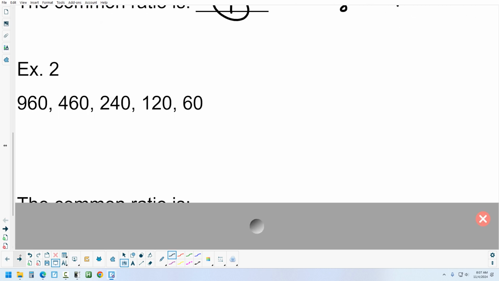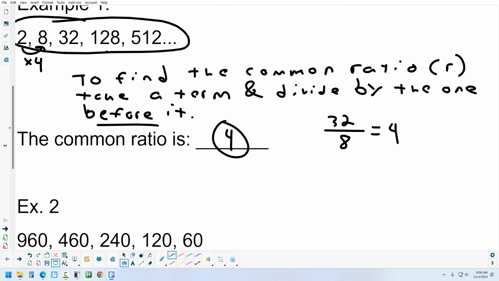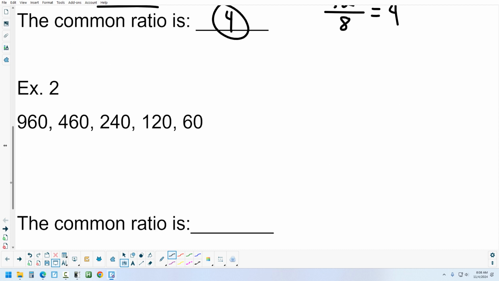All right, let's look at this one. Now, the difference in this one is that here, the numbers were getting bigger each time. Here, the numbers are getting smaller. So what that means is we're probably going to be multiplying by a fraction. Could be like 1/3 or 1/5 or something like that. Okay, the numbers are going to get smaller. All right, so let's see if we can find the common ratio.